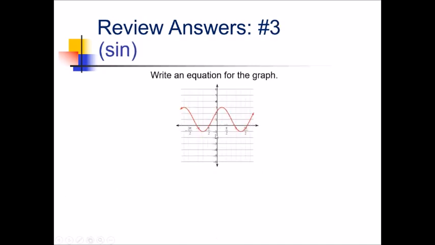All right, let's write an equation for this graph. So I'm going to go with sine first, and then I'll show you the cosine version. Either one's fine, you just need one of them. So we have our general sine formula, a sine b of x minus h plus k.